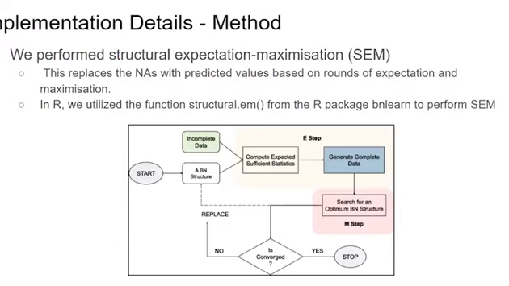So we use structural expectation maximization. This does multiple rounds of learning the structure, then imputing the missing data, then making a new structure and comparing the old to the new structure. Specifically, it compares BIC scores, and if it determines that it converges, then it will stop. So it learns the structure over time as well as filling in the missing data.